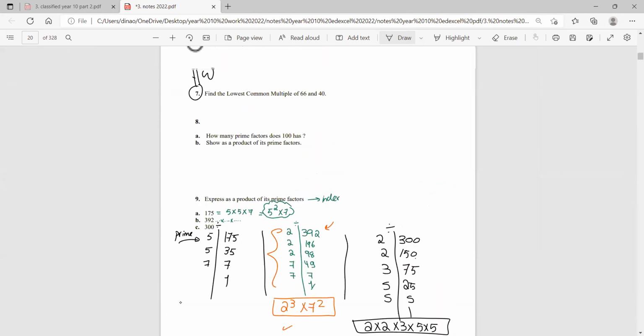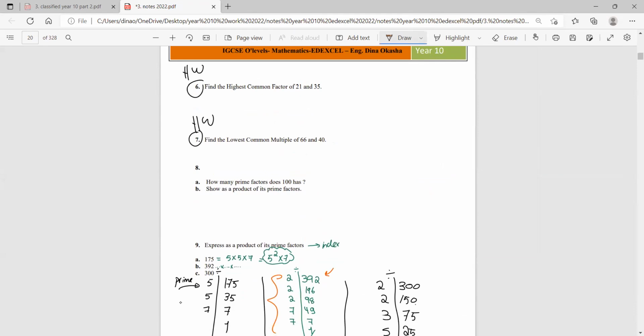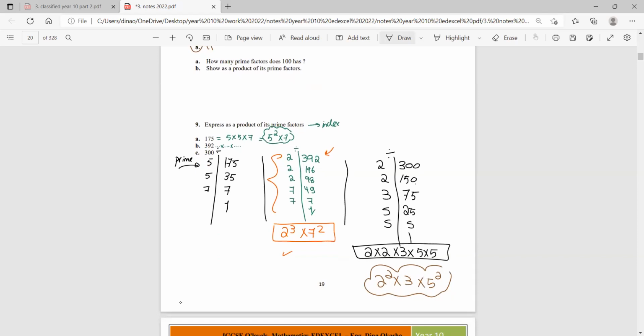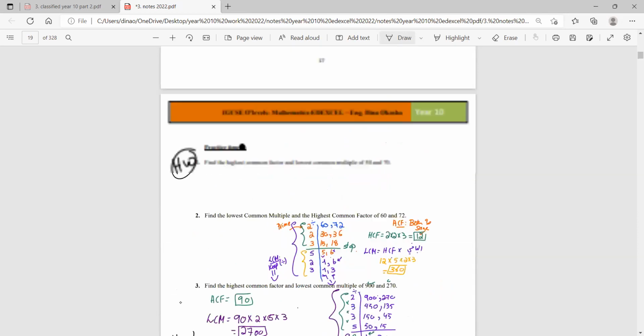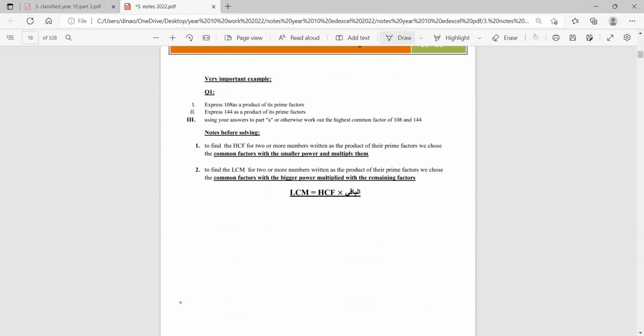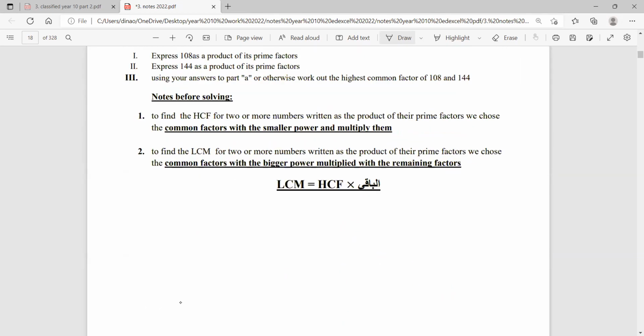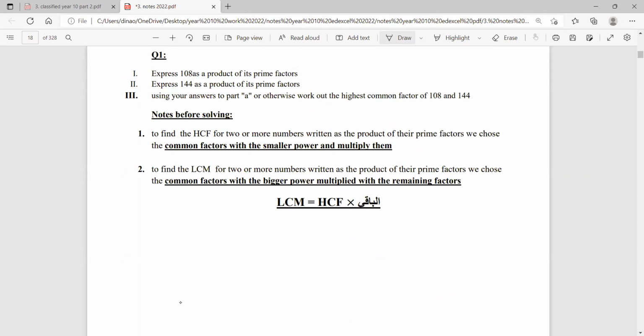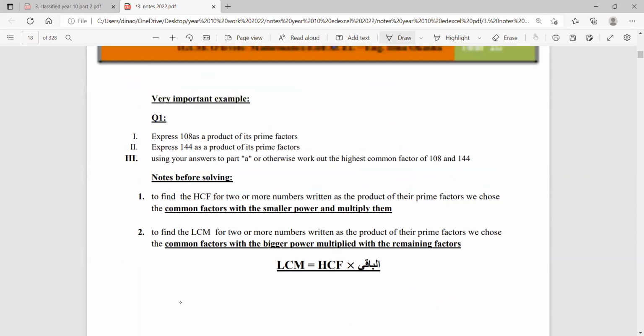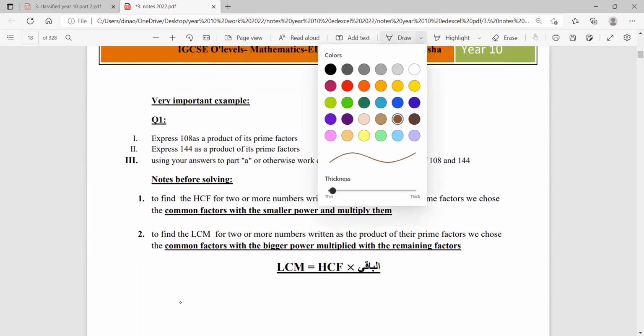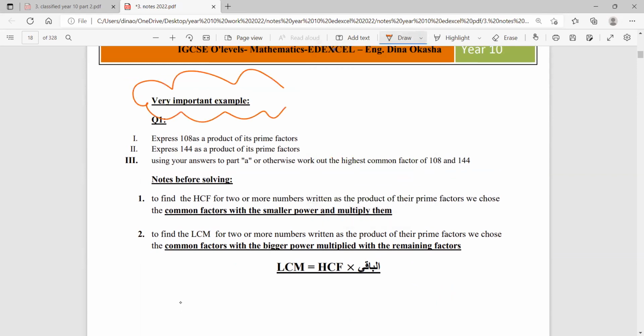Okay. Here on this page, question 8 will be homework. This is part 2 of the topic. Part 3 is very important. It comes up very often in the exams, and it may go beyond year 9. This is a very, very important example, and it is in your notes, page number 17.